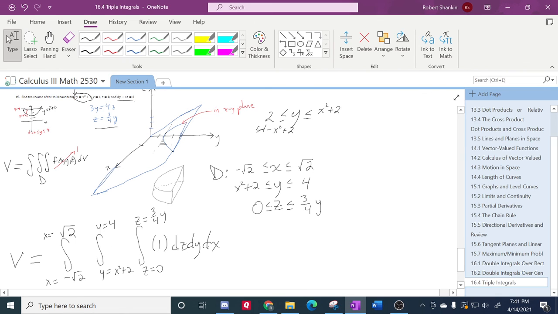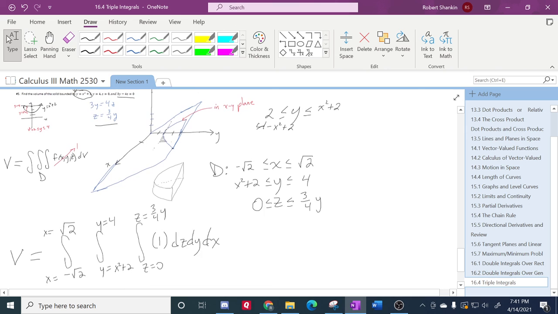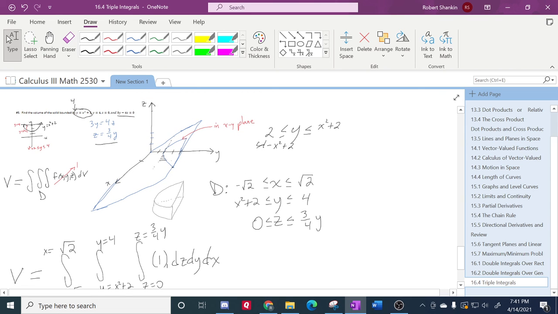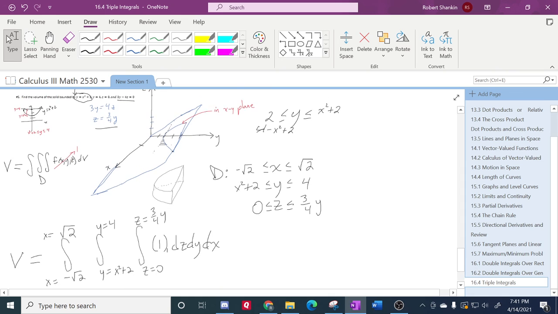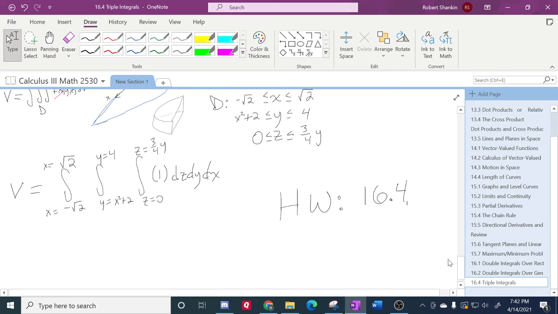And this is the triple integral that would represent the volume, and then we could execute this triple integral and we'd get a number, and that would be it. And that takes us through everything that I wanted to cover today. So the homework is this section 16.4. And any comments or questions?